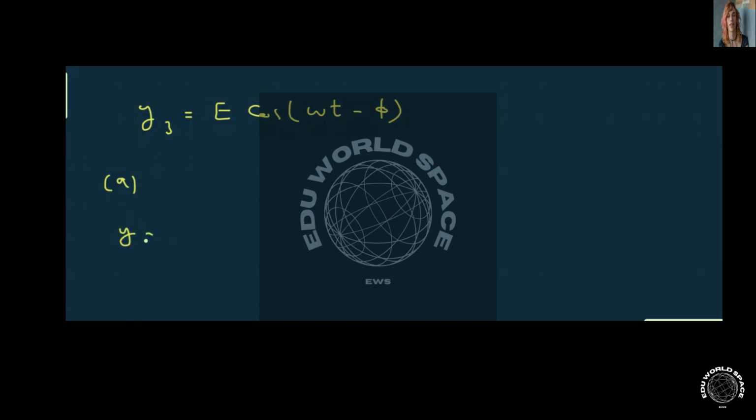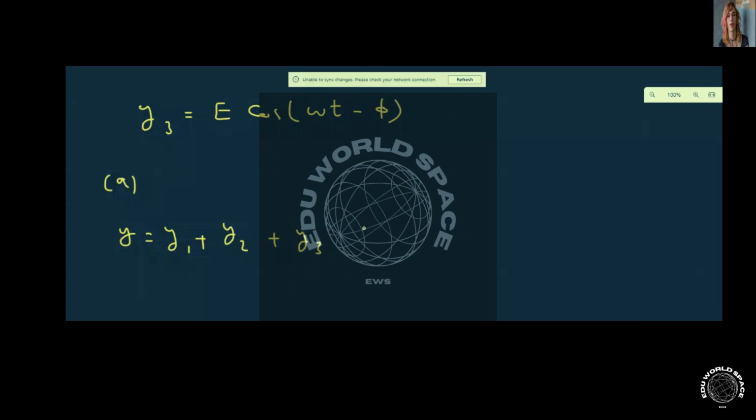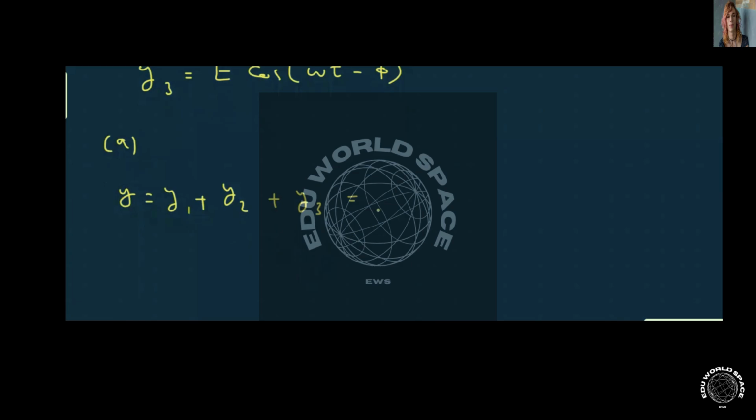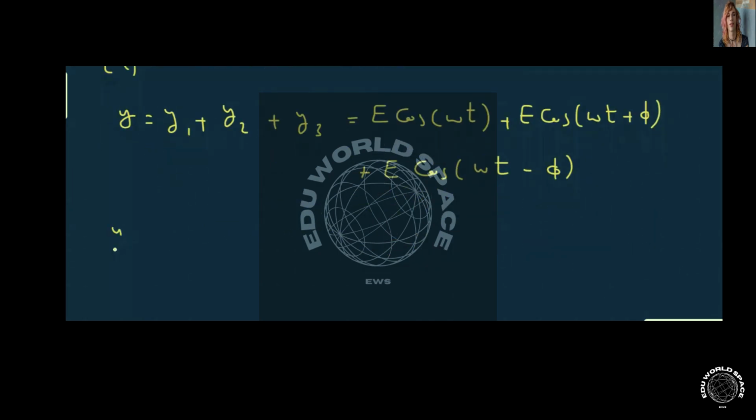So here y is just equal to y1 plus y2 plus y3, and this is equal to E cosine omega t plus E cosine (omega t plus phi) plus E cosine (omega t minus phi).